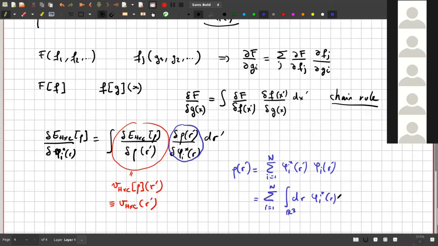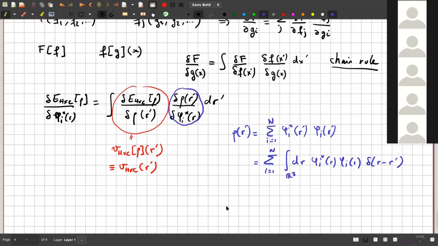I can write it like this. And then I have a delta function, r minus r prime. You agree that if you calculate this integral, you are going to replace r by r prime, and so you find exactly this expression. But now it is in the form of an integral, and so it's easy to calculate the functional derivative with respect to phi I star. Again, you see that phi I star is only here, and so all that is left in this expression is the functional derivative.